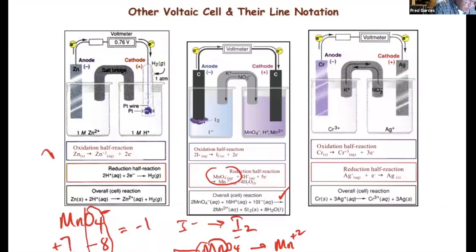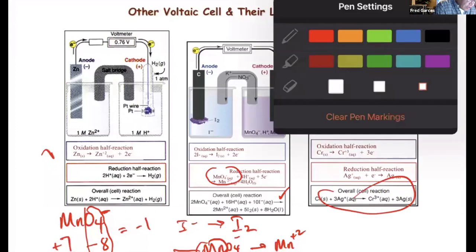Here's another one. This one is chromium undergoing oxidation to chromium plus 3. Notice I always write my oxidation on the left. I always write my reduction on the right. This right here is my net reaction. So what are the line notations for these?